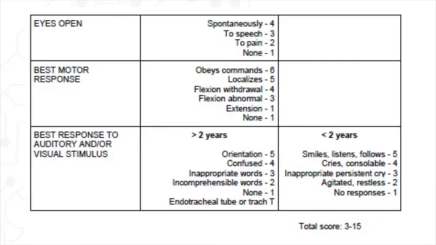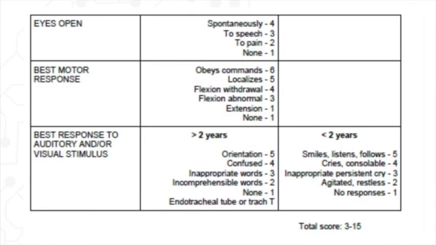So here we have a picture of the pediatric Glasgow Coma Scale. It has the same categories as the adult Glasgow Coma Scale, which is the eyes, the motor, and the verbal responses. However, as you see here, the verbal response is related to the child's age. So we have for greater than 2 years old, and we have for less than 2 years old. As you can see in the less than 2 years old, it doesn't necessarily follow auditory or a conversation, but more on the cues of a child.